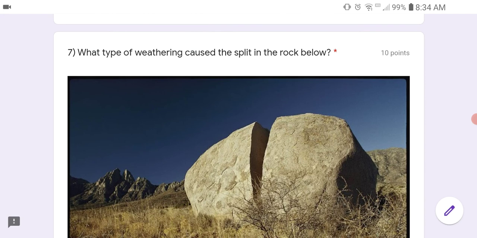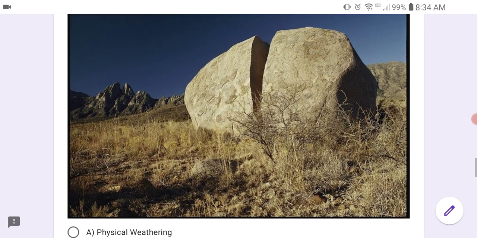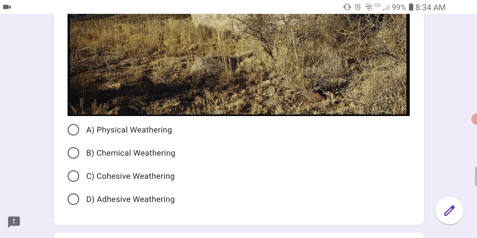7. What type of weathering caused the split in the rock below? Was this A. Physical weathering, B. Chemical weathering, C. Cohesive weathering, or D. Adhesive weathering?